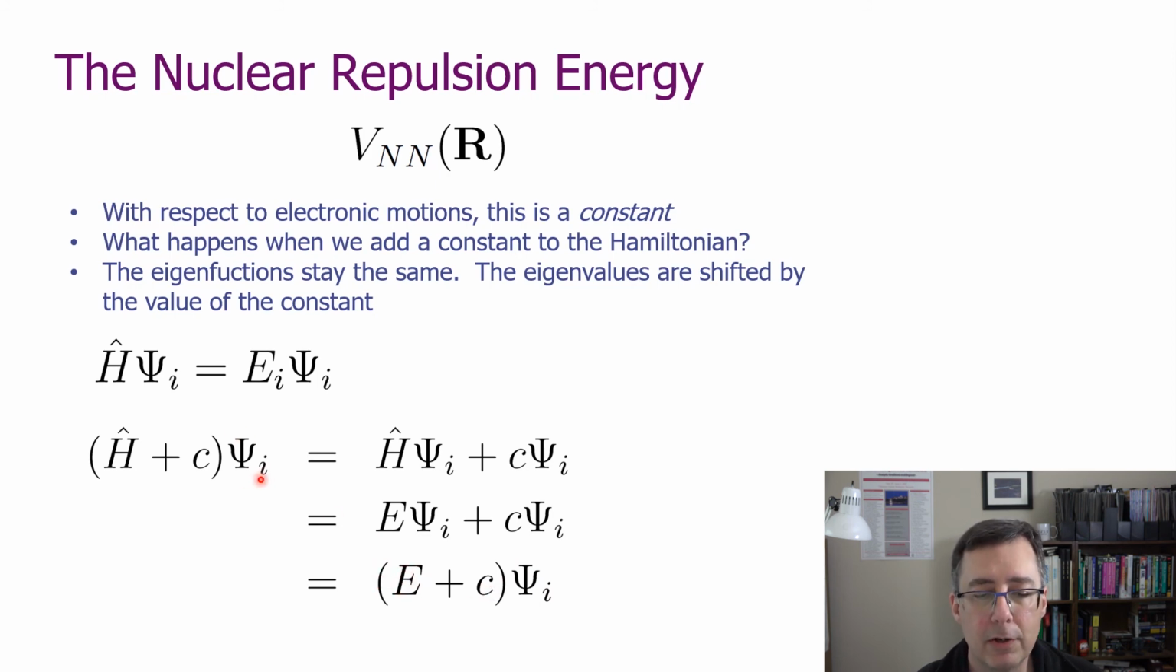So the eigenfunction is the same for H, or H plus c, because either way I act the operator on it and I get the thing back times a constant. Here I got a constant of E_i, here I got a constant of E_i plus c. And so I shift the eigenvalue up by c, and the eigenfunctions stay identical. So in other words, it's trivial to include if I want, and traditionally we do.